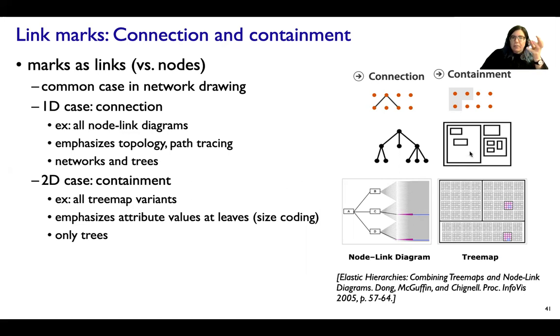In contrast, here's the same data where we're looking at using containment, or enclosure, or nesting. There are many variants of tree maps, and they all use this idea of containment. They're really good for different things. They emphasize the attribute value with the leaves, with a size coding according to the leaf attributes. They're much less good for understanding topology, but much, much better for understanding these attribute values.